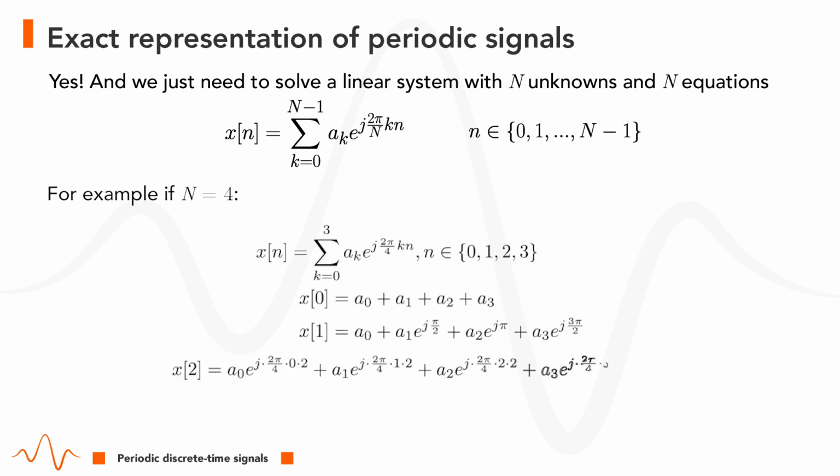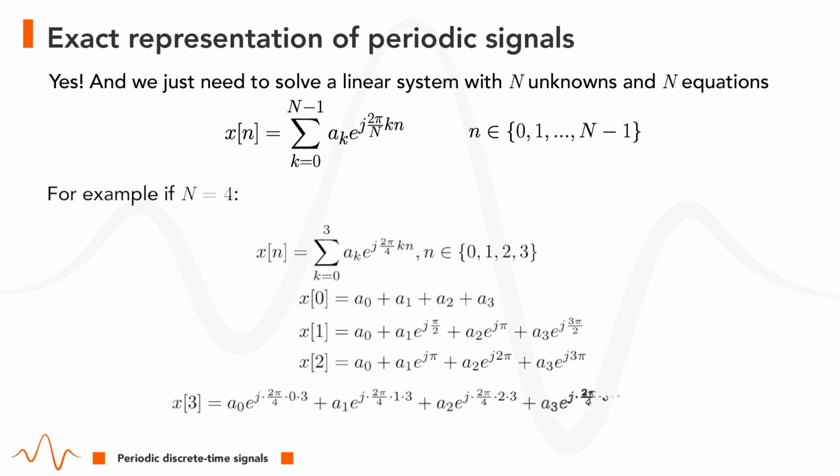Again, on the left-hand side, we get a known value. On the right-hand side, we get a0 times e to the power of j 2 pi over 4 times 0 times 2, which is 0, so e to the power of 0, which is 1, and then we get some coefficients that multiply a1, a2, and a3, which are simplified here. Finally, for n equals 3, on the left-hand side, we get a known value. On the right-hand side, we get a0 times 1 plus a1 times the given coefficient plus a2 times the given coefficient plus a3 times the given coefficient that we can now write in a simplified formula and get these 4 equations with 4 unknowns.